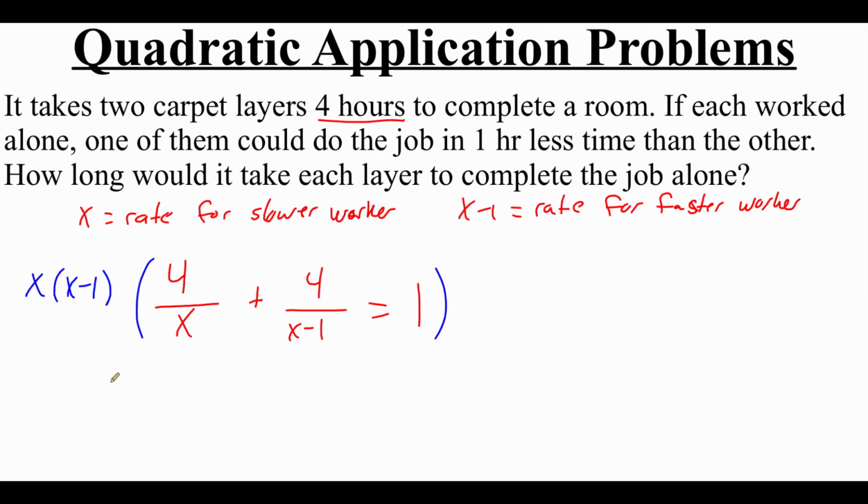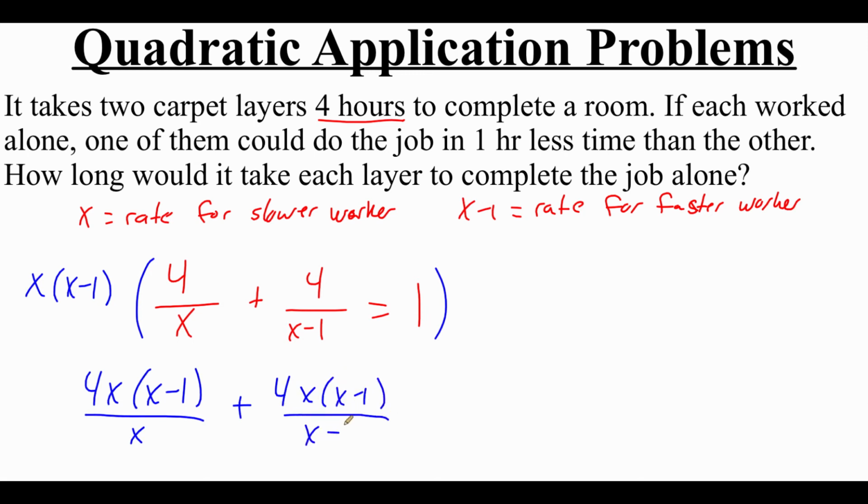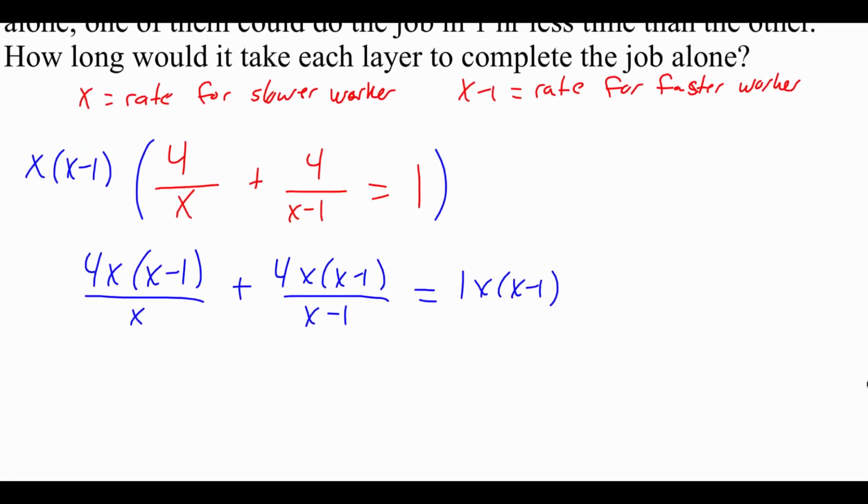So on this first fraction, we're going to have the 4, we're going to have the x, and we're going to have the x minus 1, and this is going to be over x. In this second fraction, we're going to have the 4, the x, and the x minus 1, and this is going to be over x minus 1. And then on the right-hand side, we're going to have the 1, the x, and the x minus 1, and technically this would be over 1, but we don't need to put divided by 1 in there.